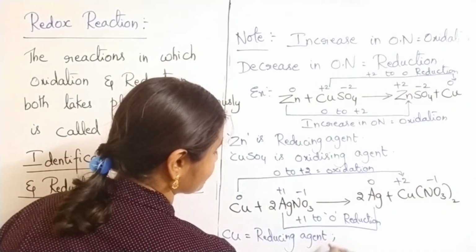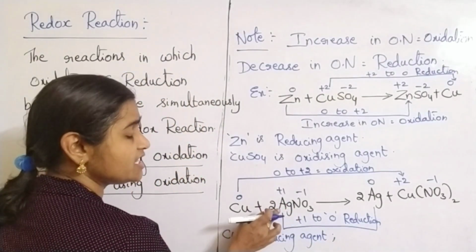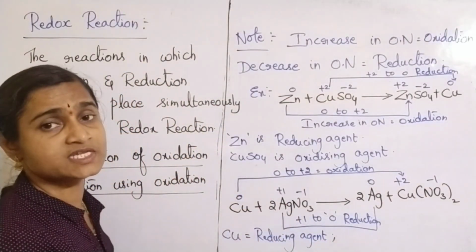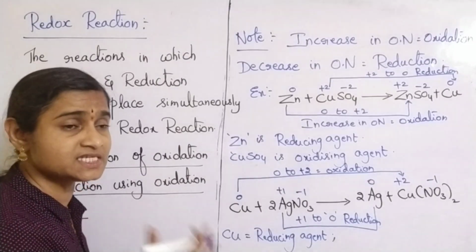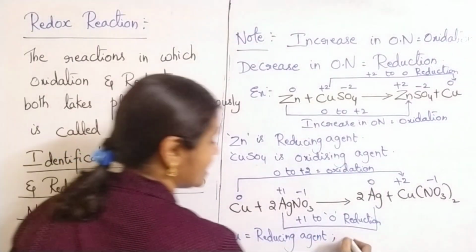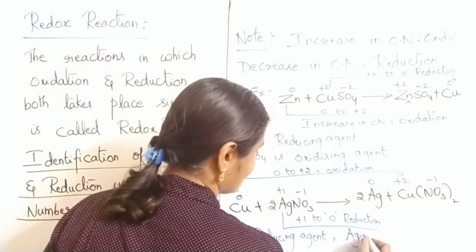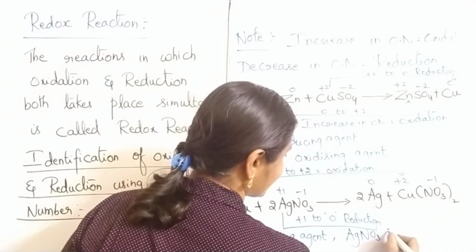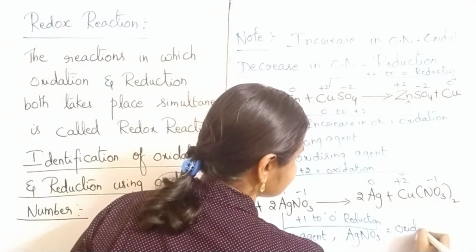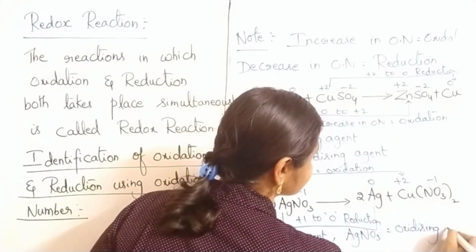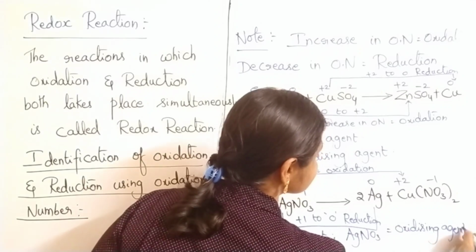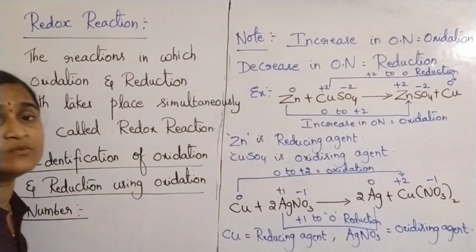And in AgNO3, the change in oxidation number is observed in Ag, but still the total AgNO3 acts as what? Oxidizing agent. AgNO3 acts as an oxidizing agent. Okay, so like this you have to identify by assigning what?